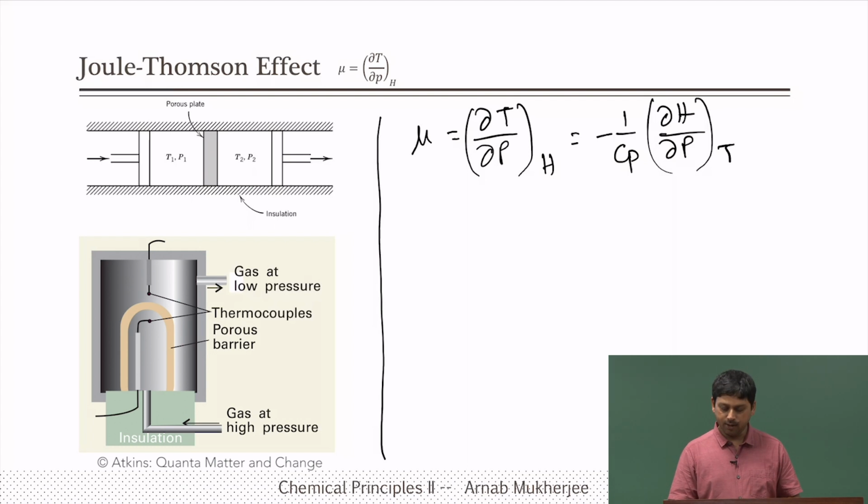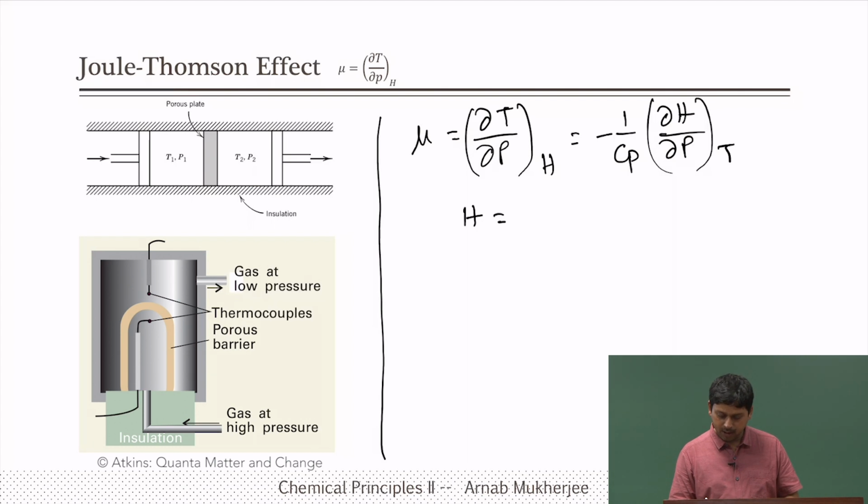How do you calculate that for an ideal gas? Can you tell me how to do that? Because Cp is certainly not going to be 0, it is a positive value for an ideal gas, and you already know that Cp value. Cp is Cv plus R, Cv is 3 by 2 R, so Cp is 5 by 2 R. So, we have to calculate del H by del P at constant T, right.